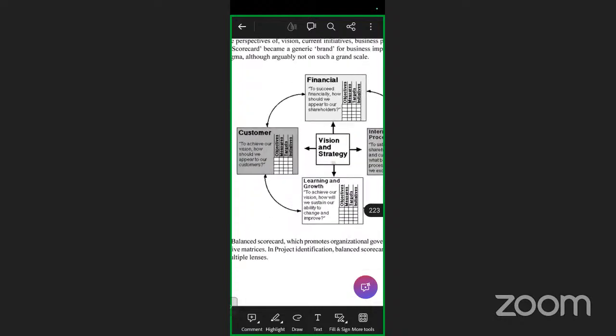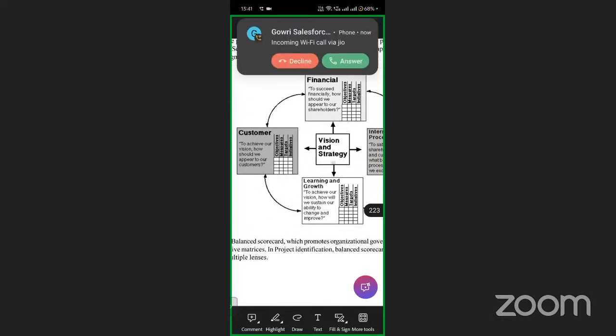Then balanced scorecard. So here, balance. One second.